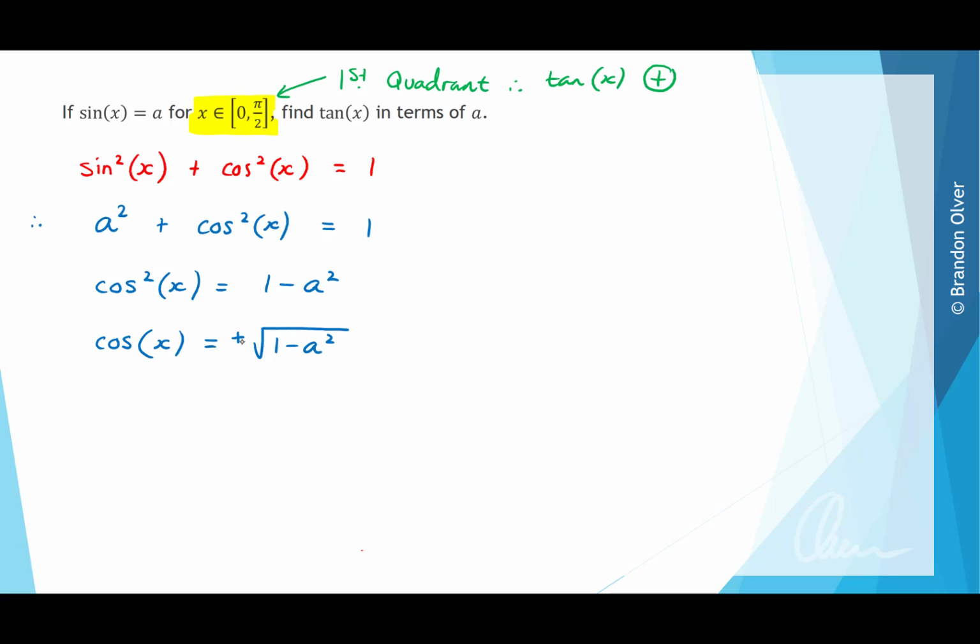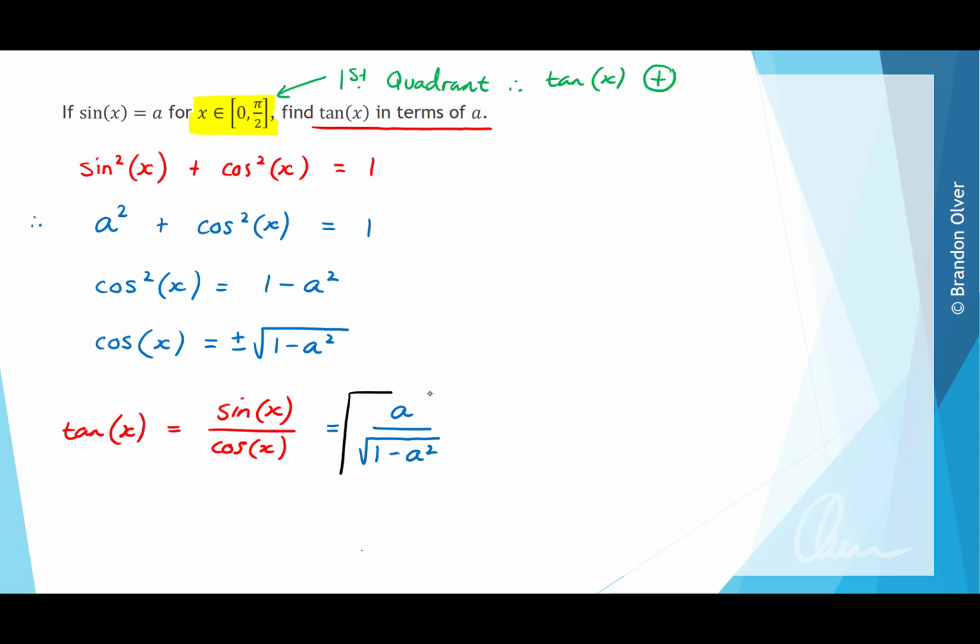And that is in fact plus or minus. However, as we're in the first quadrant, we'll just take the positive case of that. So all that's left to do now is find the value of tan of x in terms of a. Tan of x is equal to sine x divided by cos x. We know that sine x is a and cos x is the square root of 1 minus a squared. This is a positive quantity because we know that we're in the first quadrant, and that means that tan x is positive. So that's the value of tan of x in terms of a.